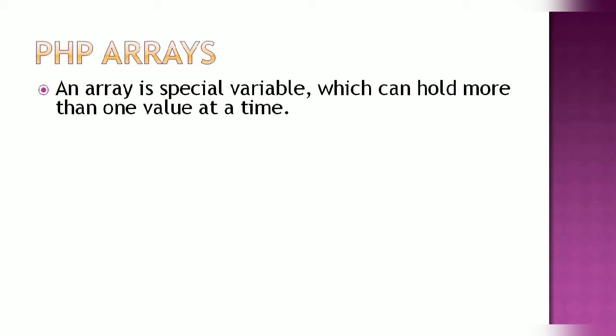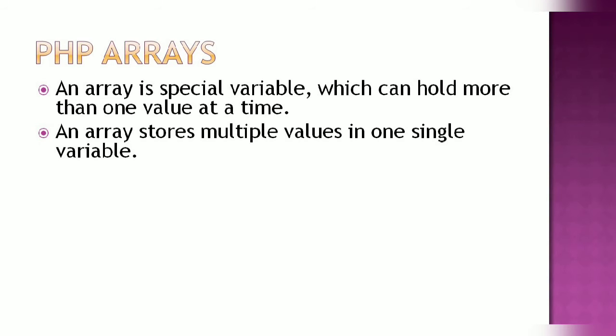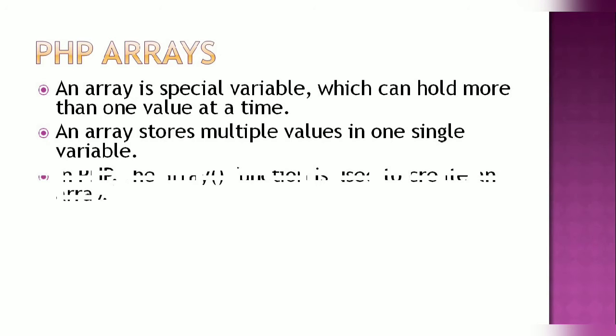So let's take for example that I have to store 100 numbers. For that I will need 100 different variables. But it will be very difficult for me to maintain those variables. In these situations, we can use one variable, and that variable is going to be used for all of the 100 values. This variable, which is going to hold multiple values, is nothing but an array variable. So an array stores multiple values in a single variable.